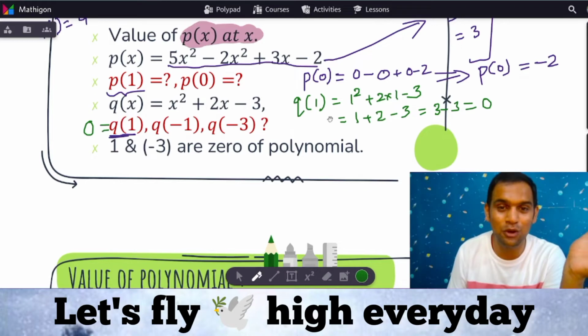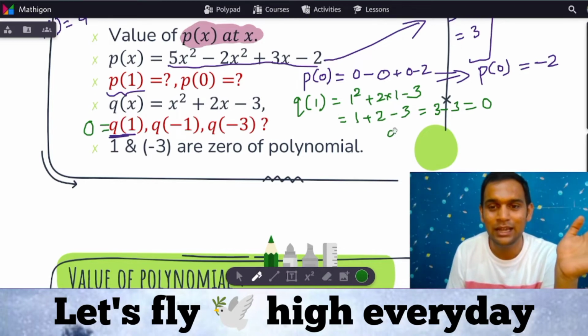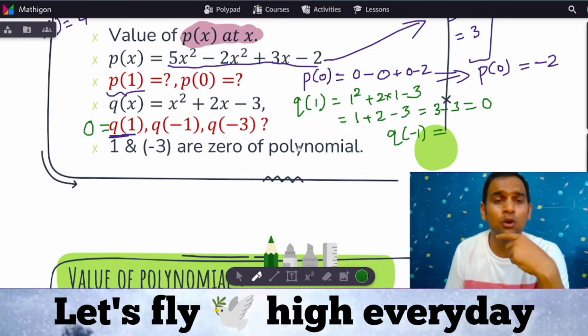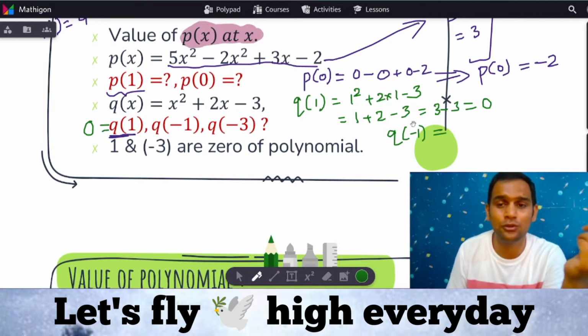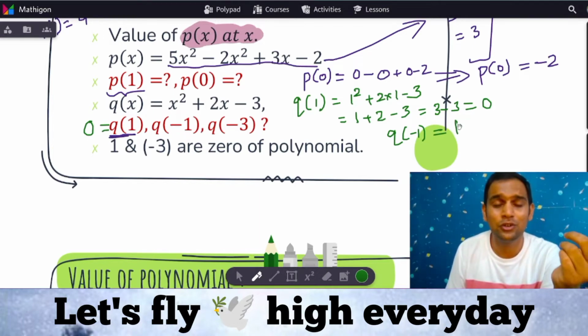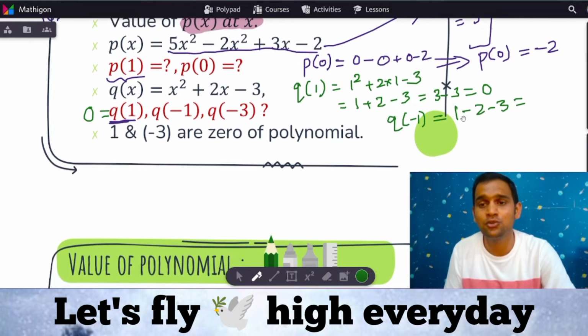What is the value of q of minus 1? You can quickly calculate q of minus 1. I will calculate it a little bit faster. Q of minus 1 is minus 1 whole squared is 1, minus 2 times minus 1 is minus 2, and then minus 3. So 1 minus 2 is minus 1, minus 3, you get minus 4. So q of minus 1 is minus 4.